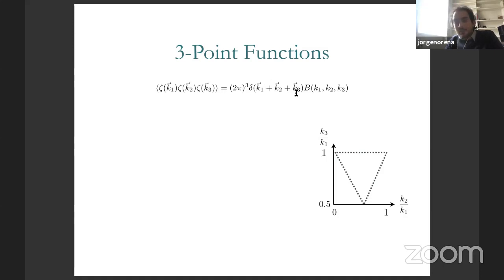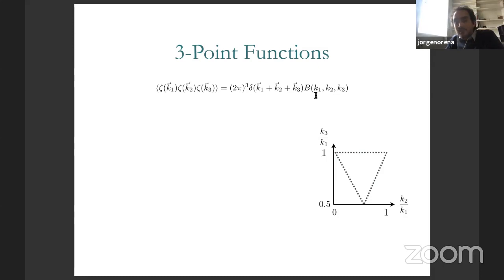And this is proportional to a Dirac delta of momentum conservation, which basically means that the three momenta, K1, K2, K3, form a closed triangle. And whatever is left is what we usually call the bispectrum. So if you ever have heard a cosmologist talk about the bispectrum, he's talking about this three-point correlation function.